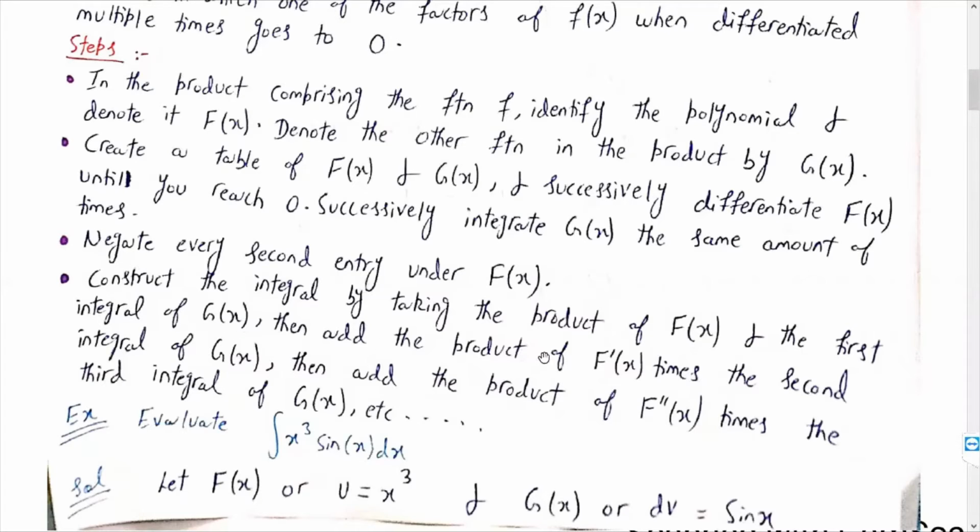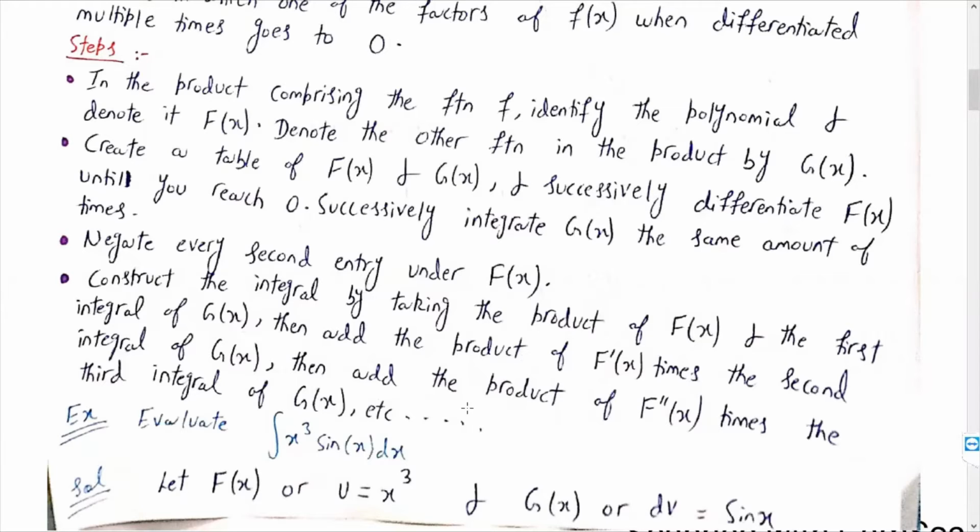Then add the product of f dash of x times the second integral of g of x. Then add the product of f double dash of x times the third integral of g of x, and so on.